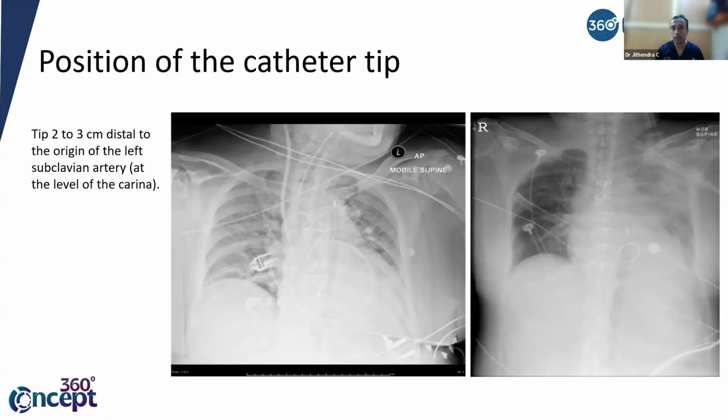Okay, so in both the pictures, the balloon is not in position. In the first picture, it is too far ahead. In the second picture, it is too distal. So you should push it a little more inside. Okay. So this can also be asked in your exam. So this is the X-ray, comment on these things.